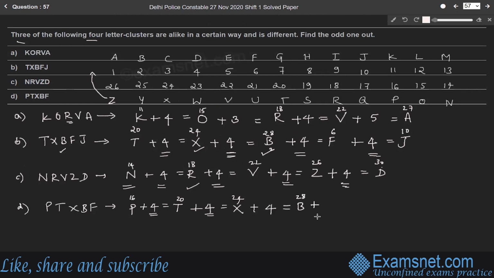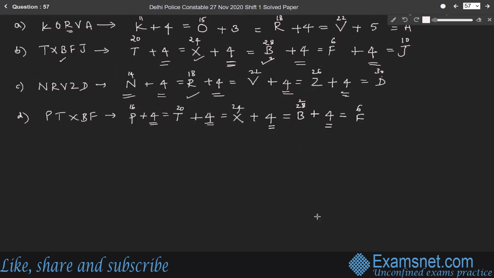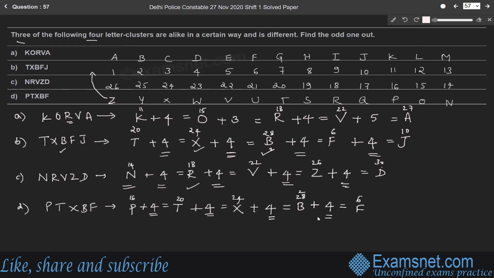So, B plus 4. What is B? 28, or we can consider this as 2. 2 plus 4 is 6. So here also, to all the letters, the number 4 is constantly added to get the next letter. Only in option A, first 4 is added, then to the next letter 3 is added, to the next letter 4 is added, next 5 is added. So, option A is the odd one.